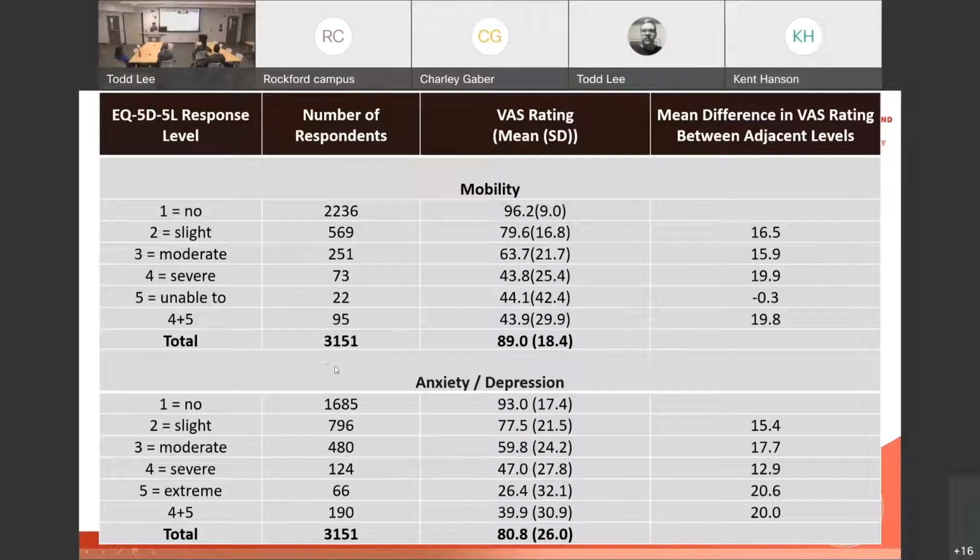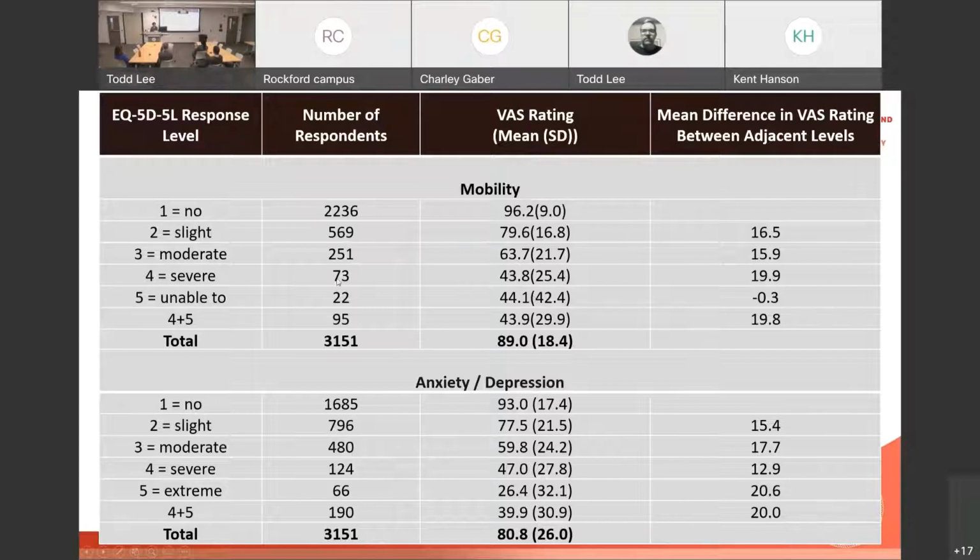And then what we did was look at the corresponding average VAS for each of those response levels for each dimension. So as you can see, for example in mobility, for the people that selected that they had no problems walking around, the VAS rating was on average 96.2. And then it goes down as people indicated that they had more problems.